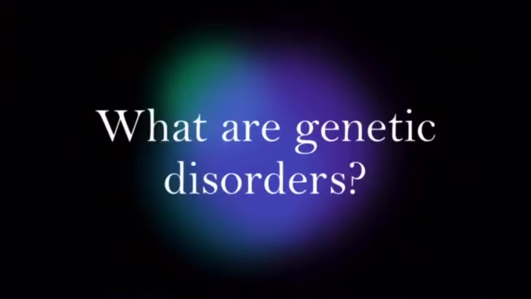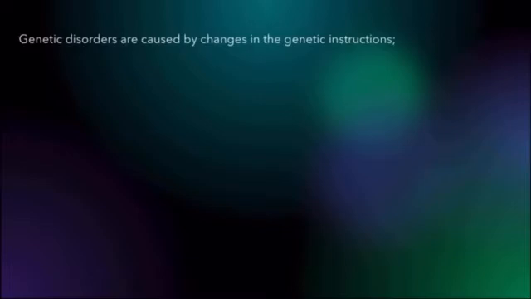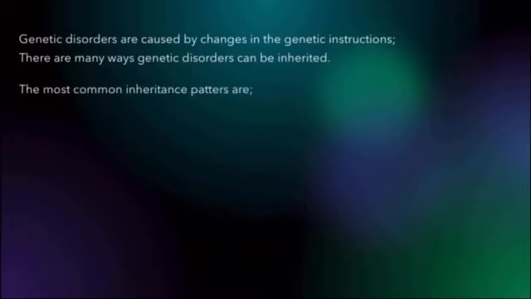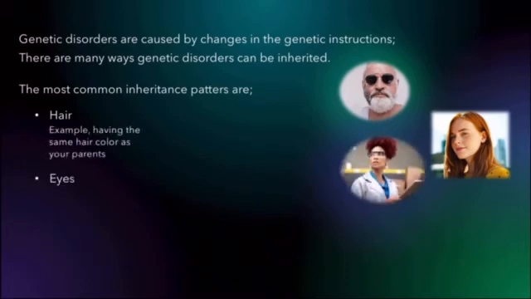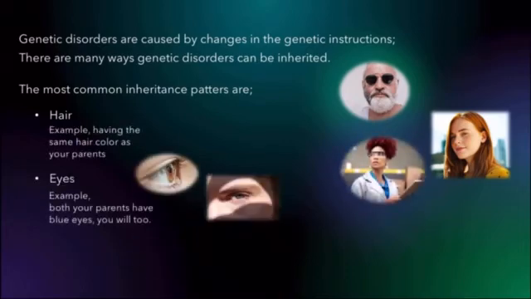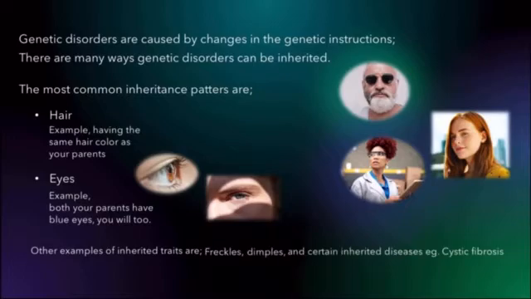What are genetic disorders? Genetic disorders are caused by changes in the genetic instructions. There are many ways genetic disorders can be inherited. The most common inheritance patterns are hair, for example, having the same colour hair as your parents; eyes, for example, if both your parents have blue eyes, you will too. Other examples of inherited traits are freckles, dimples, and certain inherited diseases, for example, cystic fibrosis.